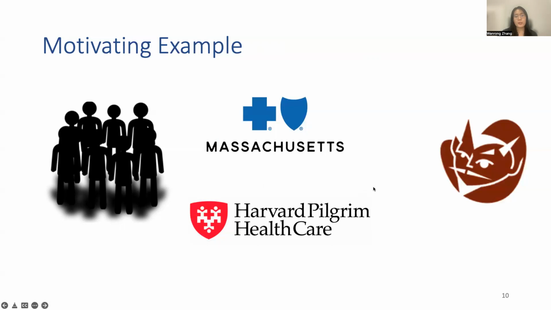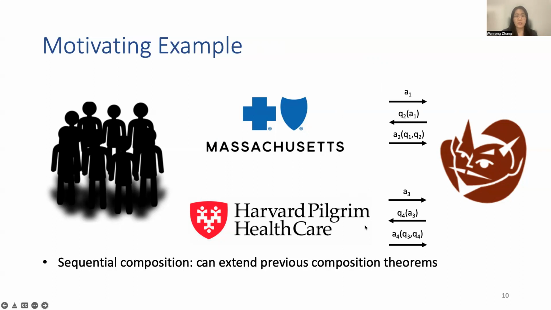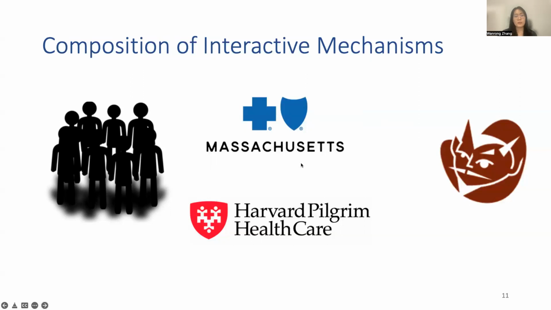So suppose there's a malicious adversary. They first query Blue Cross Blue Shield, and then query Harvard Healthcare. In this case, everything is strictly sequential, and each mechanism is executed independently. So it's easy to see we can extend the previous composition theorems to account for the total privacy loss in this case. But what if a malicious adversary queries the two systems concurrently?